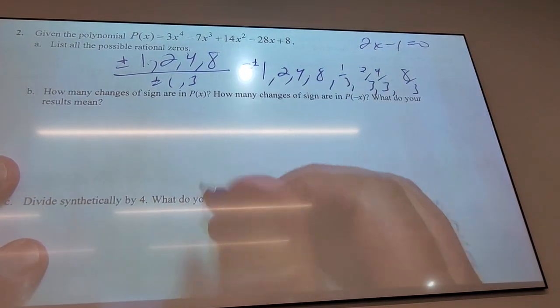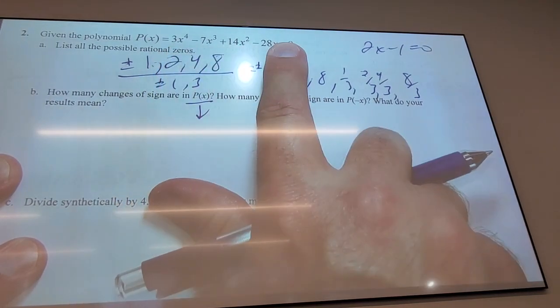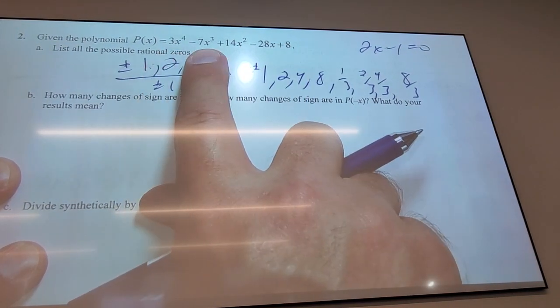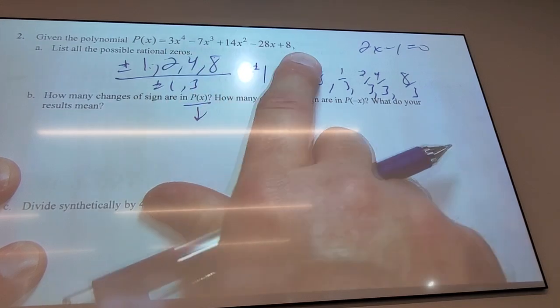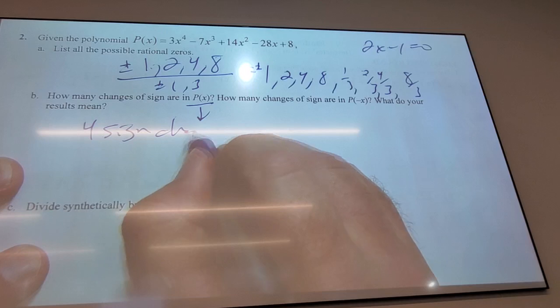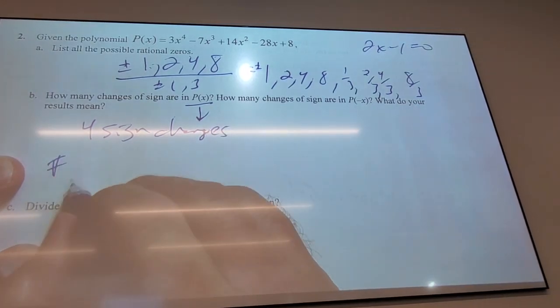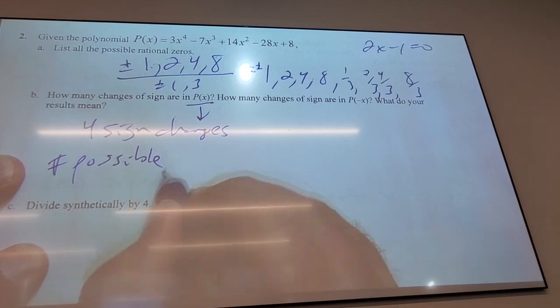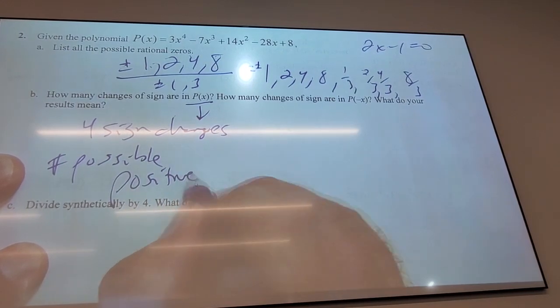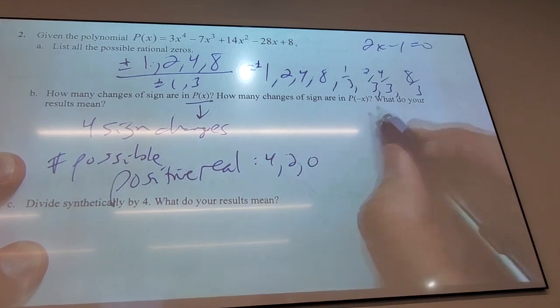What about part B? How many changes in sign are there in the polynomial that we were given? 4. Yeah, 1, 2, 3, 4. What does that mean? It's 4, 2, or 0. The number of possible positive reals is 4, 2, or 0.